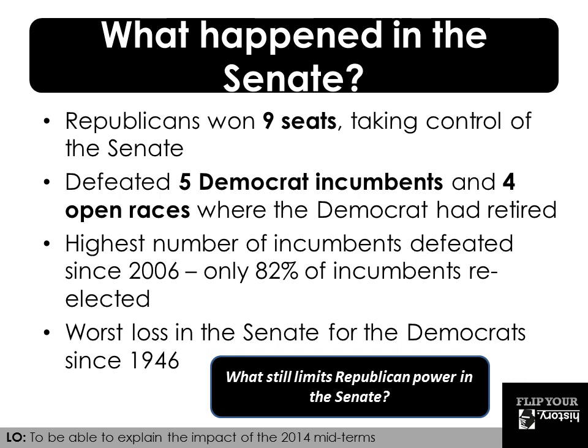However, the key point is that the Republicans' power was still limited in the Senate. This is largely because the filibuster can still block votes in the Senate even when the other party has a majority. So effectively, to control the Senate, you actually need a supermajority.